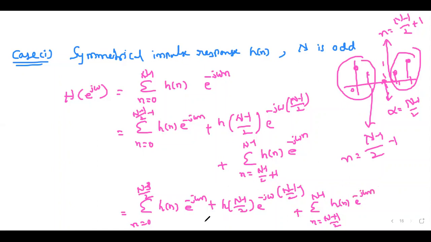In order to get the magnitude response in terms of the DTFT formula, I will change the limits. For that I will put small n equal to N minus 1 minus p. This is for the second limit. I don't change the first limit, because I need to change the limits of the second term only.